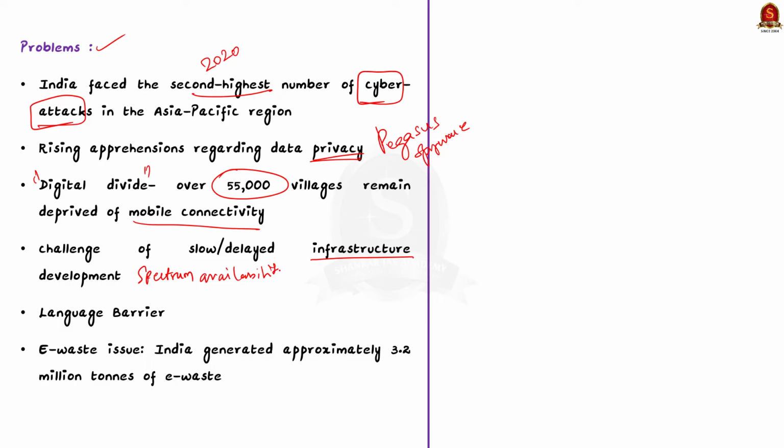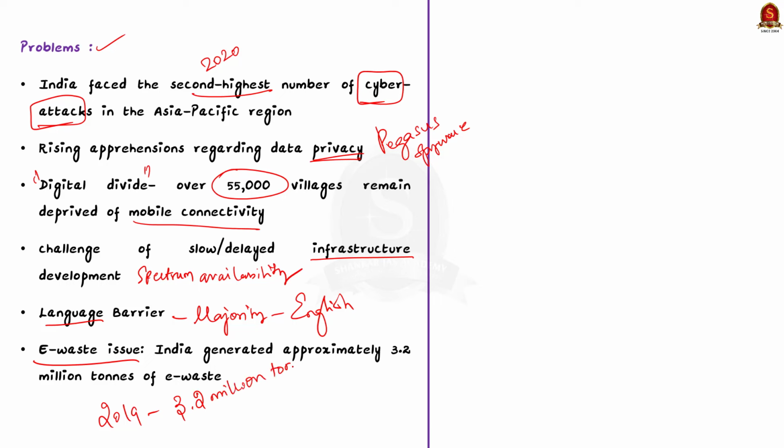Next important point is language barrier. Despite the multilingual populace of India, the majority of digital content is in English, alienating non-English speakers. Developing content in various regional languages can be a pivotal step in overcoming this barrier. Next is e-waste management. The surge in digitalization has increased the generation of e-waste. In 2019, India generated approximately 3.2 million tons of e-waste, highlighting the urgent necessity for robust e-waste management strategies to mitigate environmental impacts.